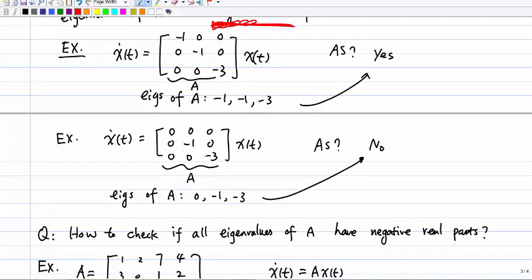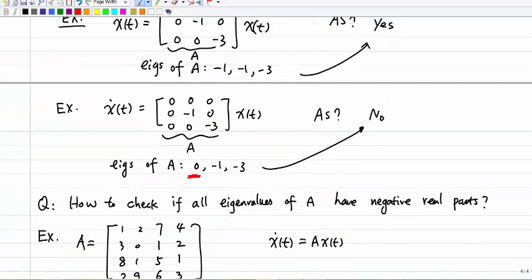The second example gives you x dot t equal to the diagonal matrix with entries 0, -1, -3, times x t. This is my linear system. Again, we need to check if it's asymptotically stable by verifying whether the eigenvalues have negative real parts. Again, because this is a diagonal matrix, the eigenvalues are 0, -1, and -3. Because this one has eigenvalue 0, which does not have negative real part, the system is not asymptotically stable.